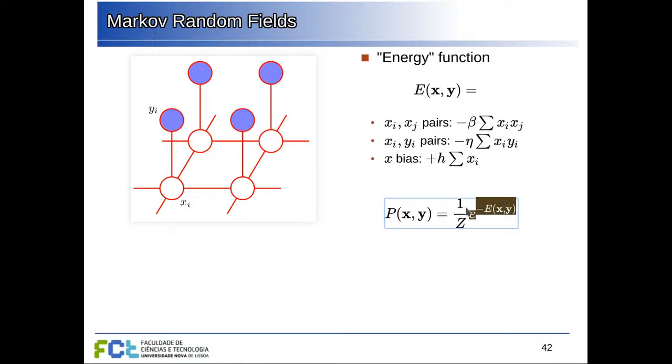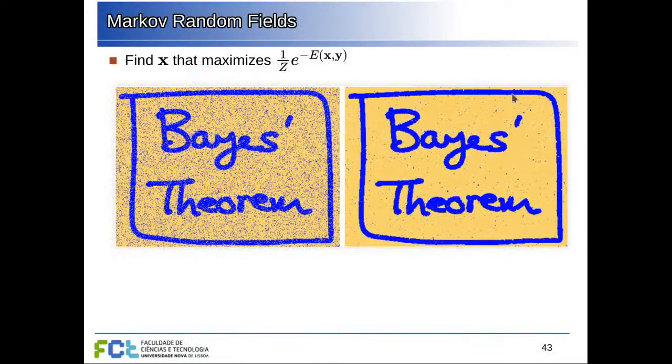This is basically the Boltzmann distribution from statistics. But the main point here is that we can intuitively create these relations between the variables. Now we optimize this and we get the values of x, the hidden variables, that maximize this probability, or that minimize the energy there.